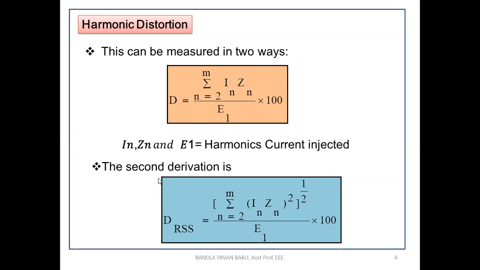Another equation can also be used, that is sigma n equal to 2 to m, In Zn whole square, whole power 1 by 2, by E1. You may have a small doubt about where these equations are derived. As per the earlier standards or earlier testing methods, they have given these equations. So these are the design criteria, and based on this we are going to design the filters. These are already predefined equations. We just need to consider them; no need to go into how these equations are derived, as that is out of our scope.